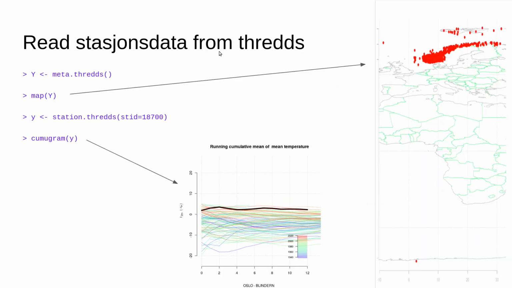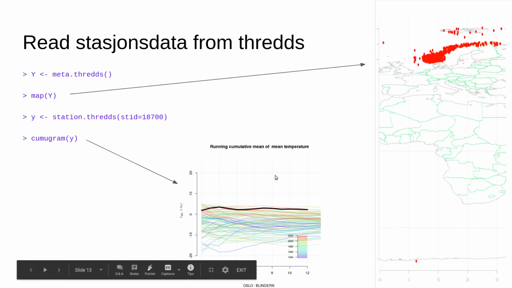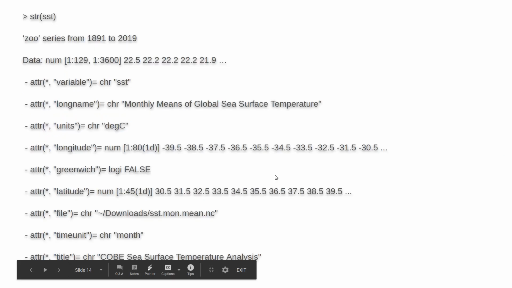It can read stations from THREDDS as well. So here you can read the metadata. This basically provides you a data frame with all the data that is available. It's much quicker to read the metadata than the data itself. And then you can also read the station data from THREDDS. So it's fairly quick still, but there's so much more data to read. So there's one example of some analysis made.